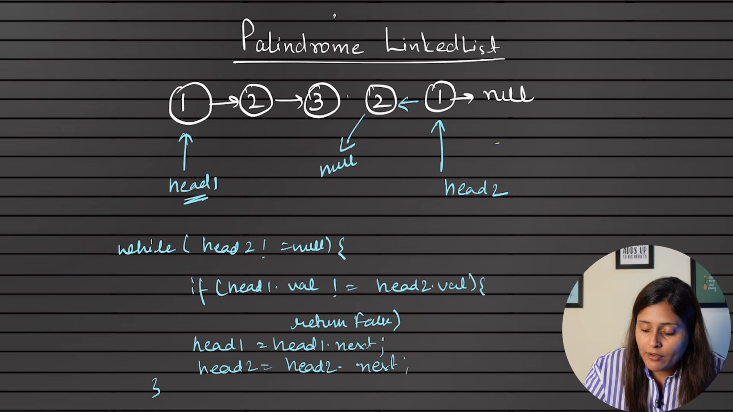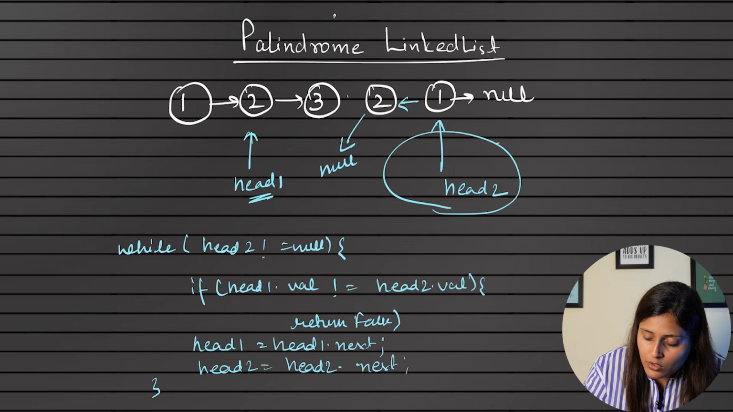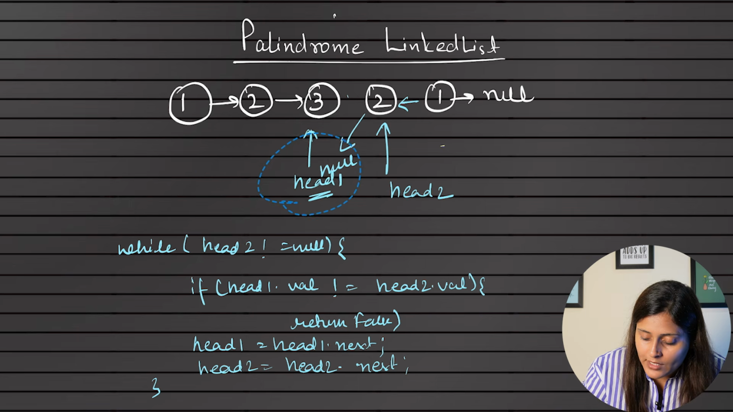Okay, so now we'll check 1, 1 same, yes. Next time what we'll do, we'll move this head 1 ahead and our head 2 also ahead. Again we'll check if the head 1 value and head 2 value are same, yes they are same. So again now what we will do, we'll move this head 1 ahead at 3, can I say?